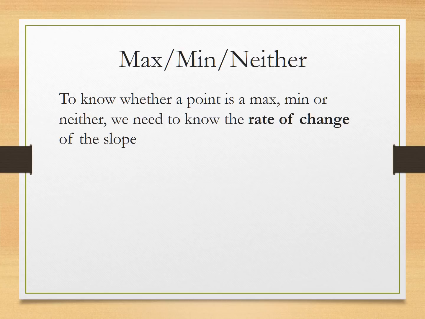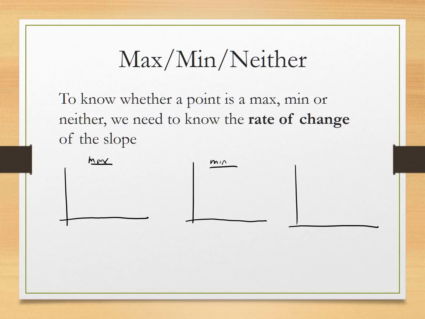To know whether a point is a maximum, minimum, or neither, you need to know the rate of change of the slope. Right? So maximum, minimum, neither. Maximum, as we have already mentioned, would look like that.